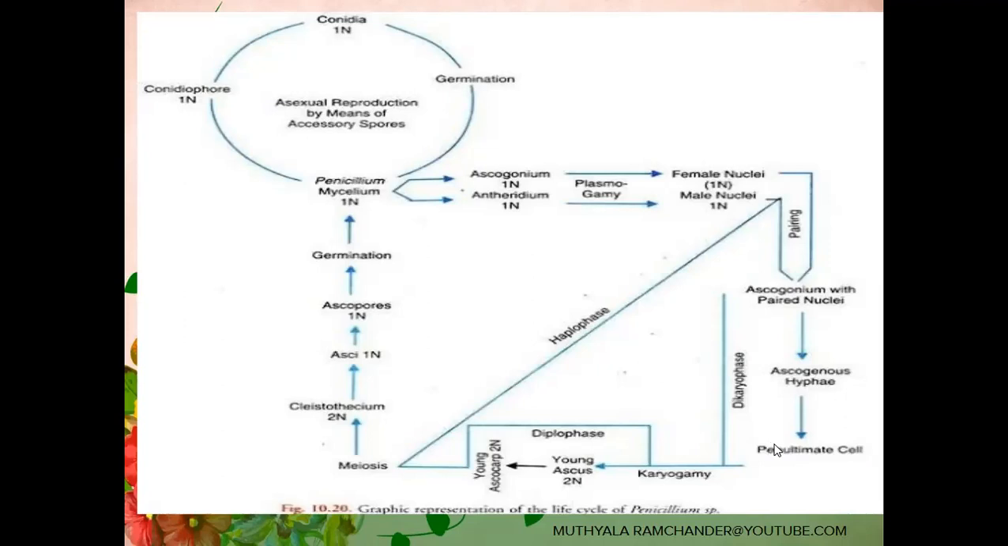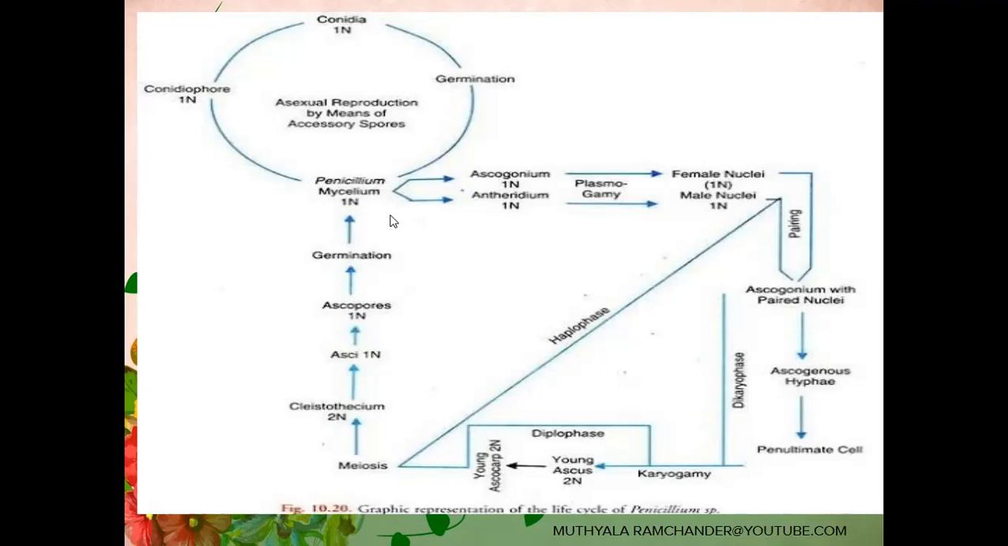The 2 haploid nuclei participate in karyogamy to form a diploid zygote. The diploid zygote develops into a young ascus. The young ascus develops into young ascospores by meiosis. In the cleistothecium, the ascus mother cell containing the diploid zygote undergoes meiosis and develops into asci or ascospores. Ascospores germinate and develop into new vegetative mycelium of haploid condition.